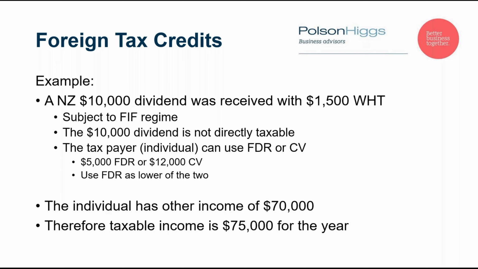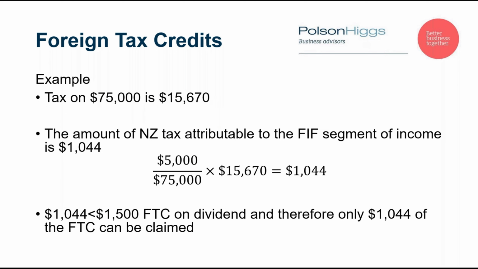Taxpayer can use FDR or CV. FDR was calculated at $5,000, CV at $12,000. Seeing as FDR is lower, we'll use the $5,000. We've got some other income from other sources of $70,000. So we've got total income for the year, $75,000. 70 plus 5,000.